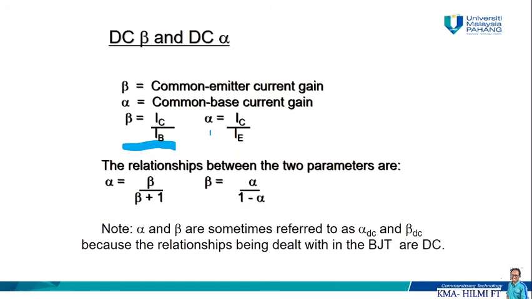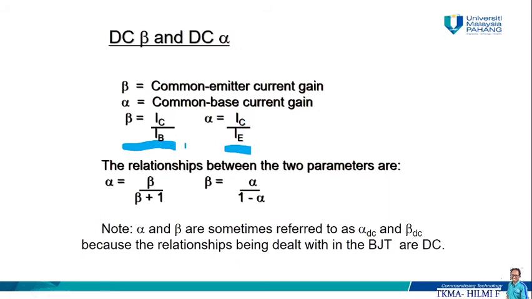And for alpha, it is the current gain for a common base. We are going to use the equation alpha is IC over IE. To easily remember: if it's beta, then the emitter is the common, so emitter will not be included in the equation. For alpha, base is the common, so base will not be included in the equation. But both are going to use collector as the output.